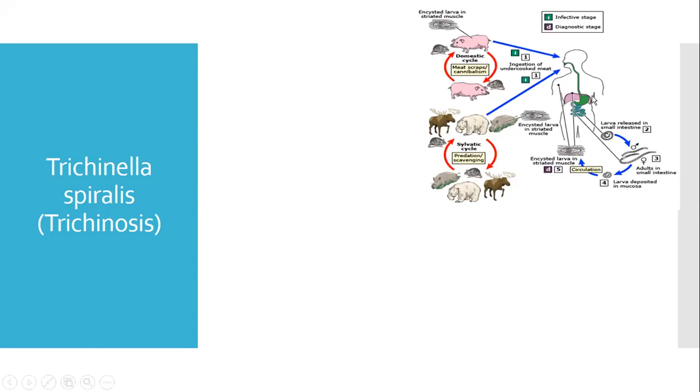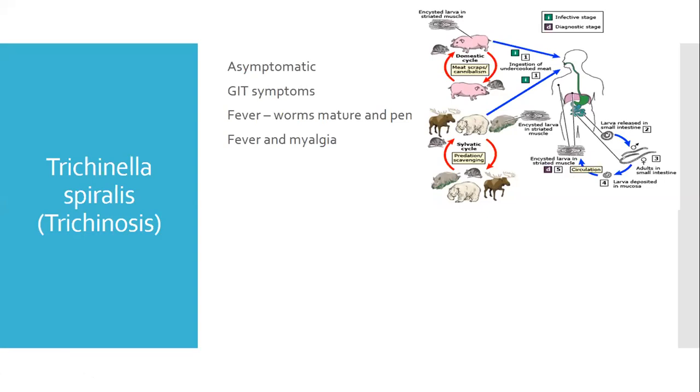Once in the GIT, the larvae are released and they develop into the adults in the small intestine. The adults would then be releasing larvae, which penetrate the mucosa of the GIT and then land up in the muscle. In the muscle, they can actually be there for years and years and years.